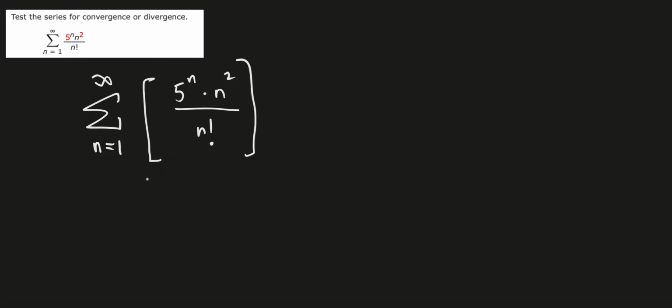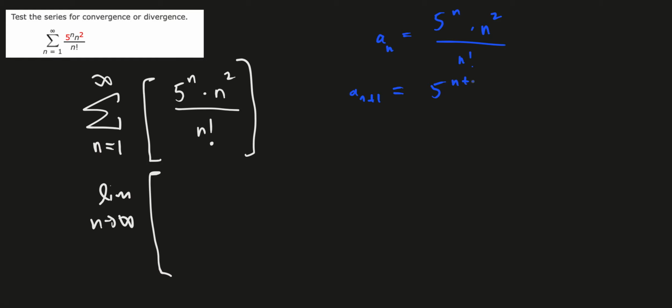So let's take the limit as n approaches infinity of, so this is a sub n, as I said before, which is 5 raised to the n times n squared over n factorial. And a sub n plus 1 is, just add 1 to the n's, 5 raised to n plus 1 times n plus 1 squared over n plus 1 factorial. Right? Just double check. Okay, good.